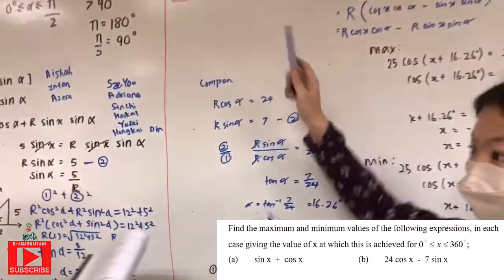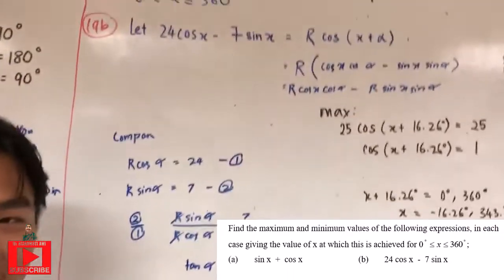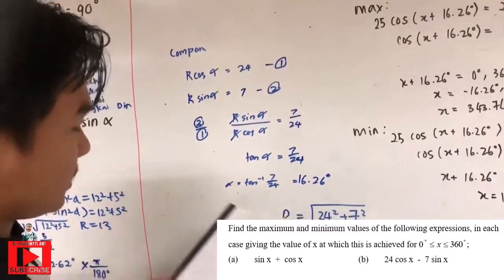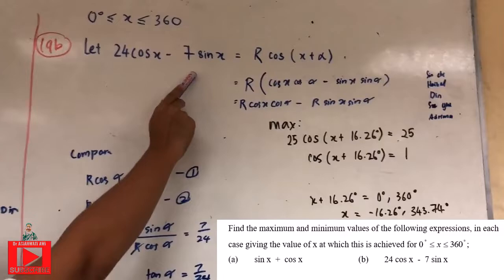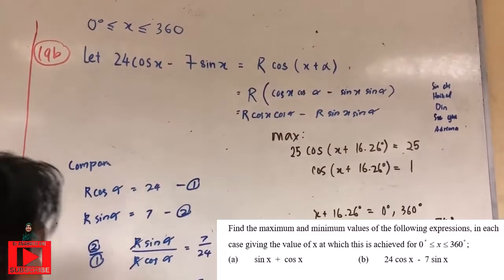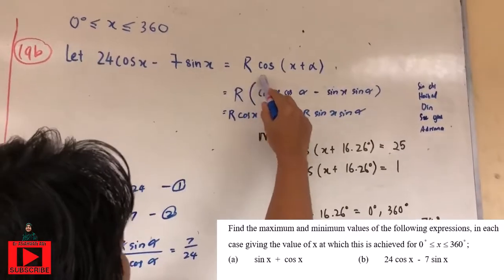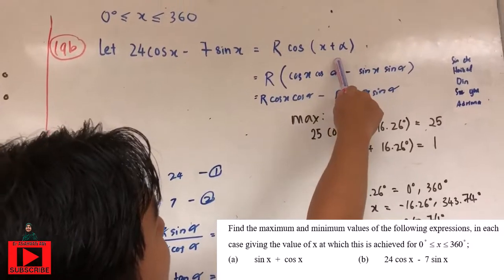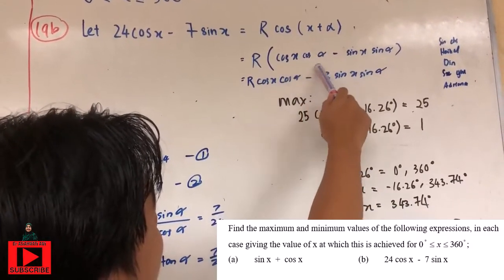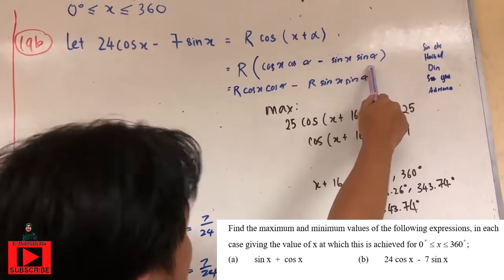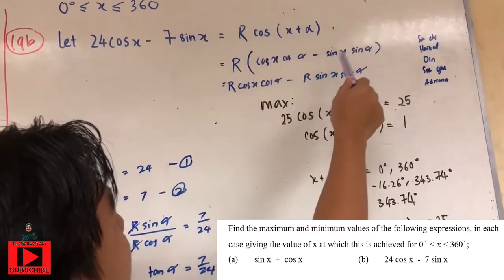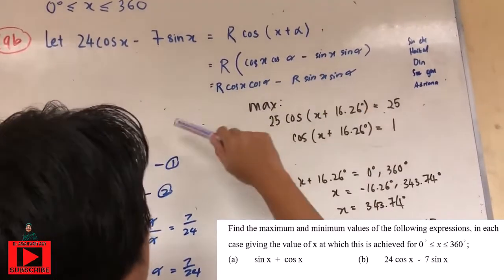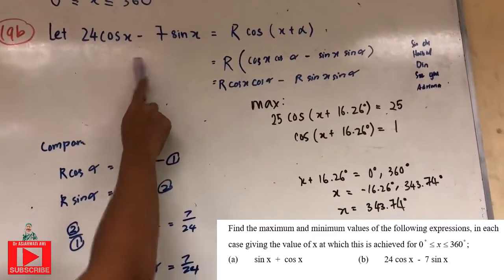Okay, for question 19b, the question asks for the maximum and minimum value for the expression 24 cos x minus 7 sin x. So we let this expression equal to r cos(x plus alpha). So we use the compound angle formula, and we get cos x cos alpha minus sin x sin alpha. So we just expand it, and we get r cos x cos alpha minus r sin x sin alpha. So we just compare with this expression.